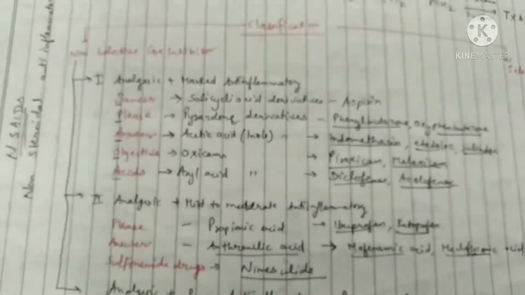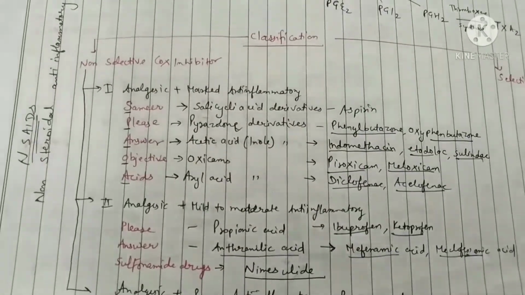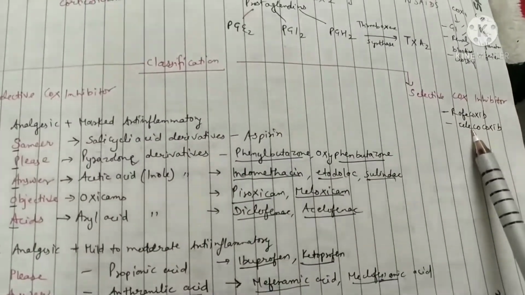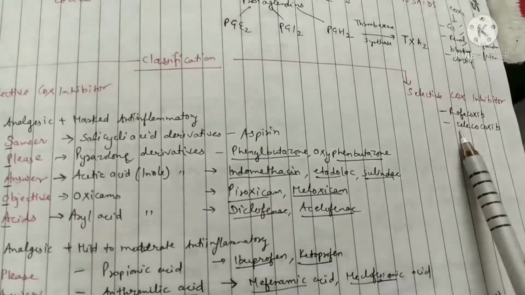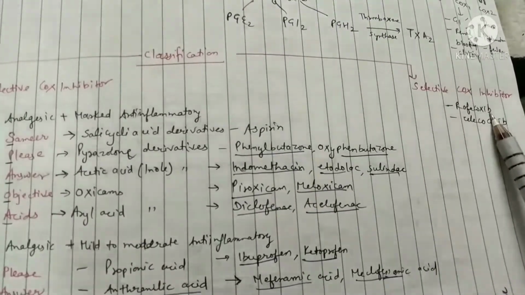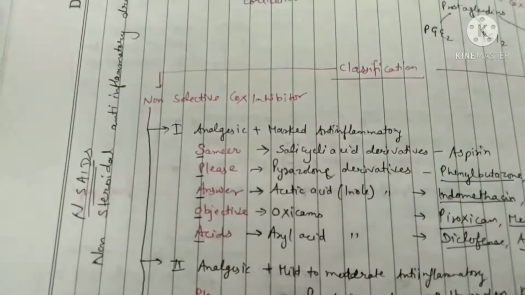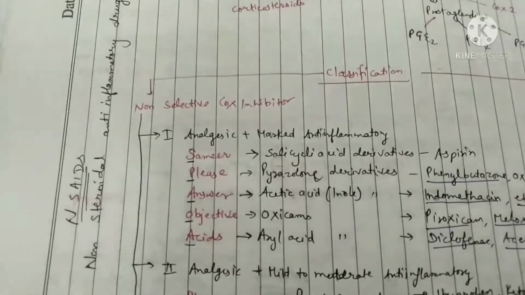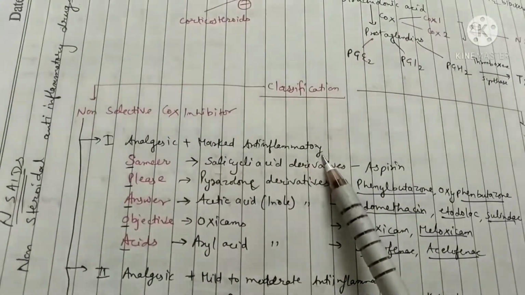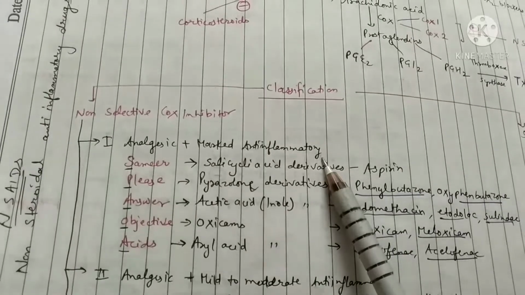If we talk about the classification of NSAIDs, there are non-selective COX inhibitors and selective COX inhibitors. We already read that selective COX inhibitors are the COX-2 inhibitors like rofecoxib and celecoxib, and the non-selective COX inhibitors inhibit both COX-1 and COX-2. First one is analgesic with marked anti-inflammatory action.